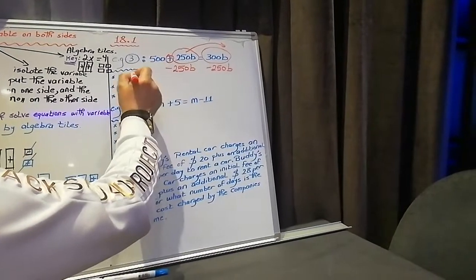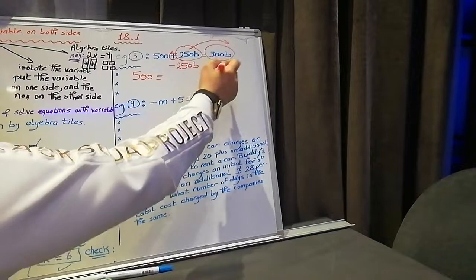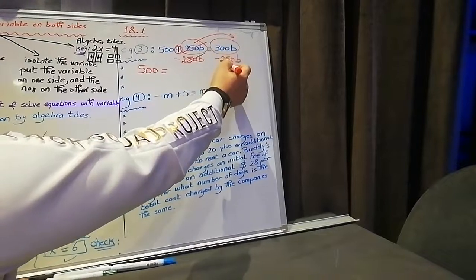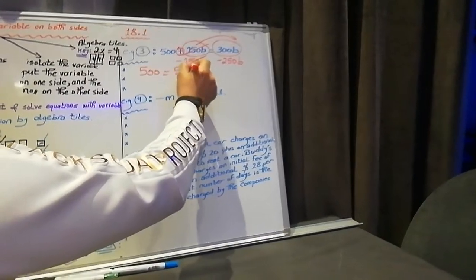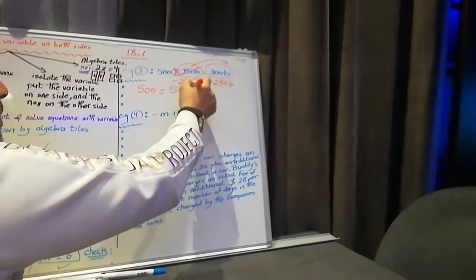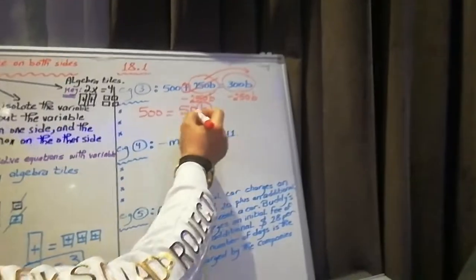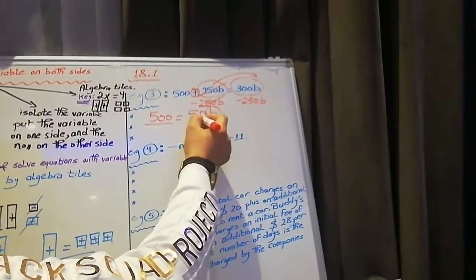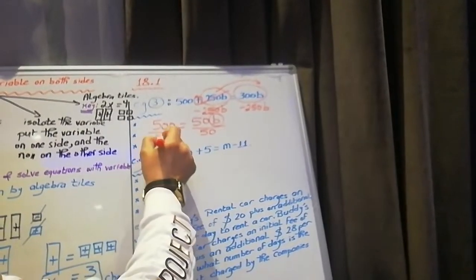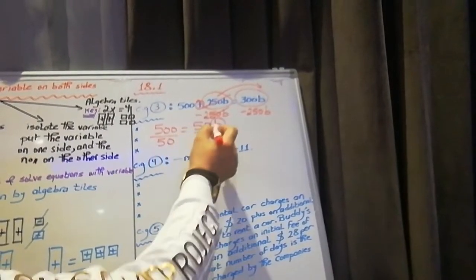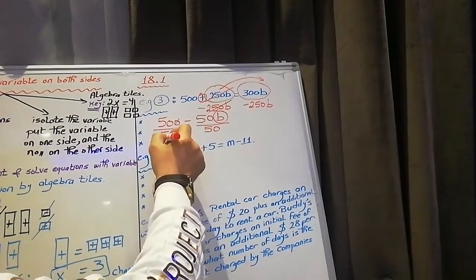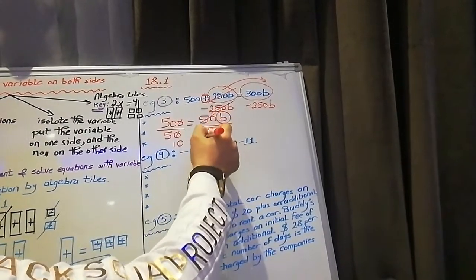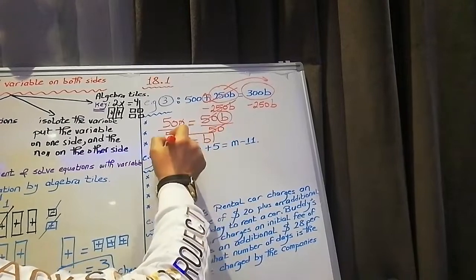So here, 500 equals, of course, the positive 250 and negative 250 cancel, and 300b minus 250b is 50b. So my aim is to isolate the variable. When I say 50b, this means 50 times b. The inverse operation of multiply is divide, both sides by the same number beside the variable, which is 50. So divide by 50 on both sides just to keep the balance, and in this case 50 divided by 50 is 1, and 500 divided by 50 is 10, so b equals 10.